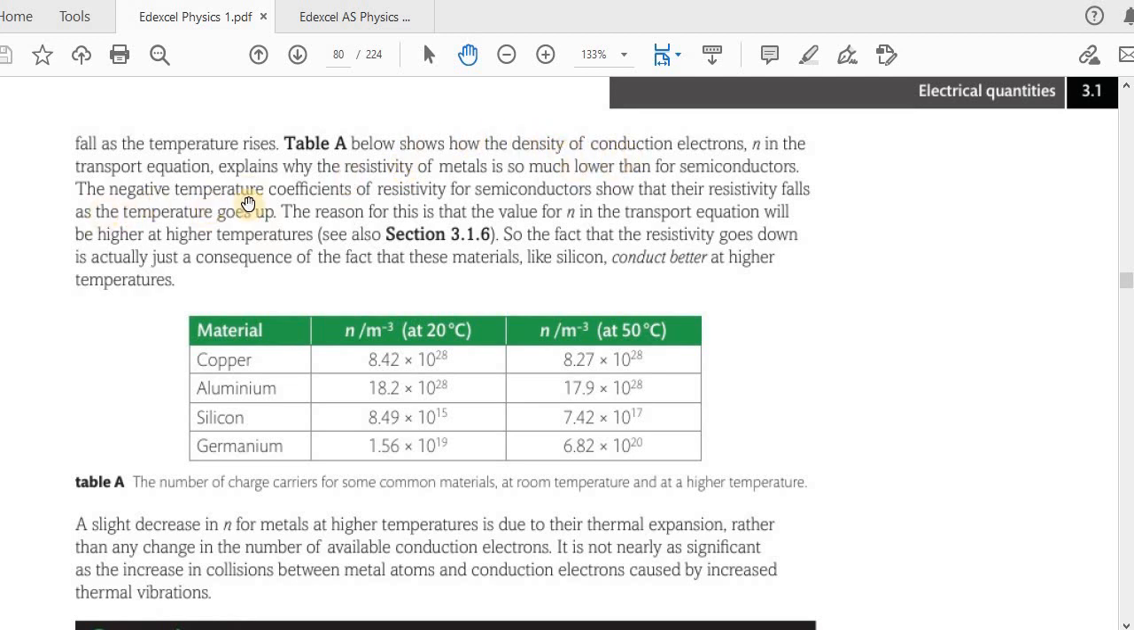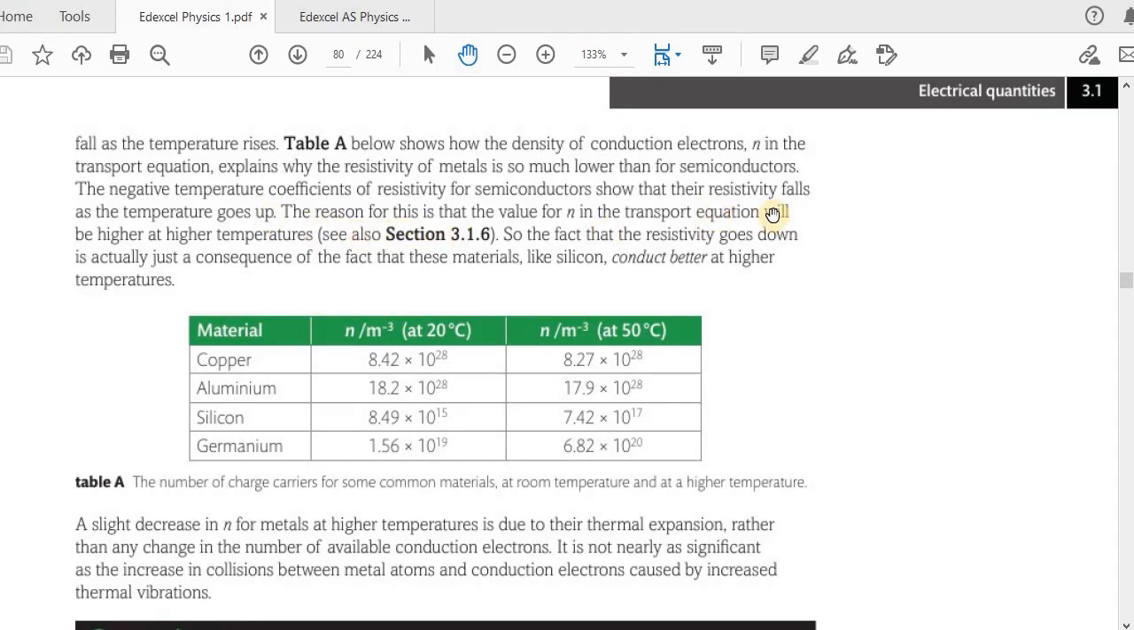Okay, the negative temperature coefficients of resistivity for semiconductors show that their resistivity falls as the temperature goes up. The reason for this is that the value of N in the transport equation will be higher at higher temperatures. So more free electrons are released. In a semiconductor, when you heat it, it gives more electrons. So that means the N, the number of charge carriers or the conduction electrons per cubic meter, will increase for a semiconductor. That's what this sentence means.